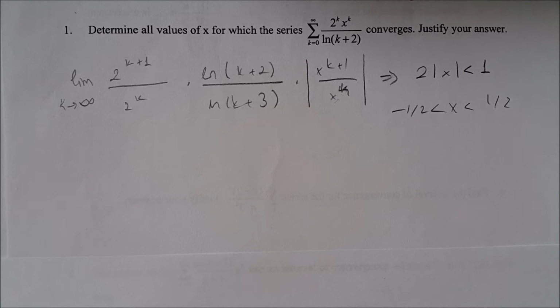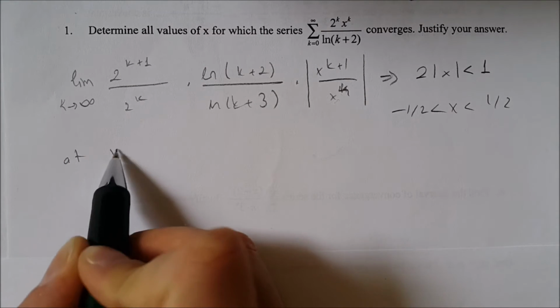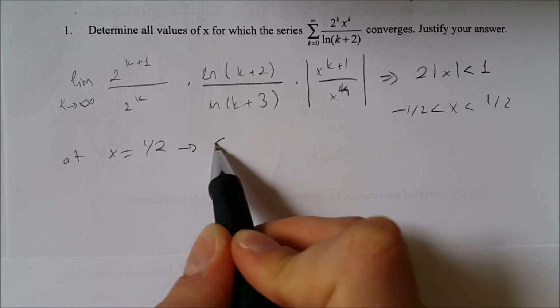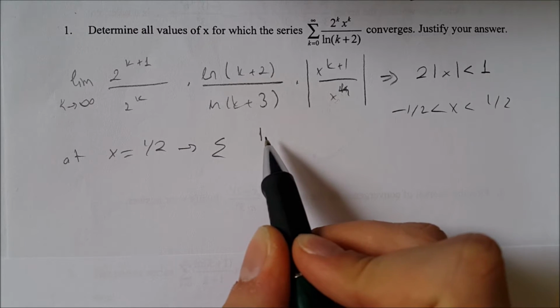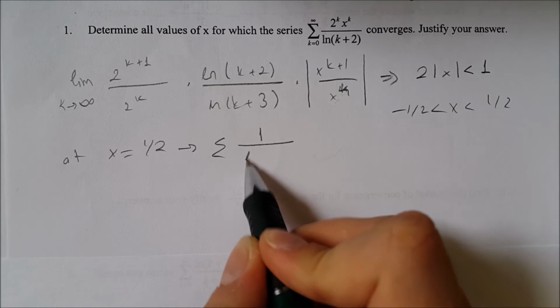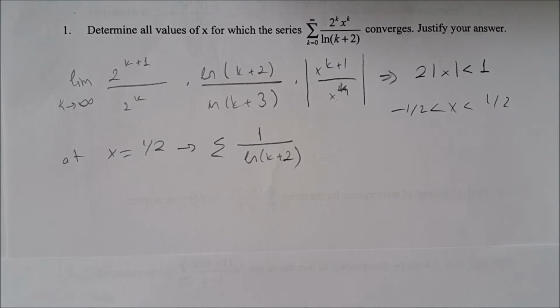Now we need to check the endpoints, and we need to use the convergence tests we learned before for that. So if you look at x equals 1 over 2, we put 1 over 2 for x, and we get the sum of 1 over ln k plus 2.